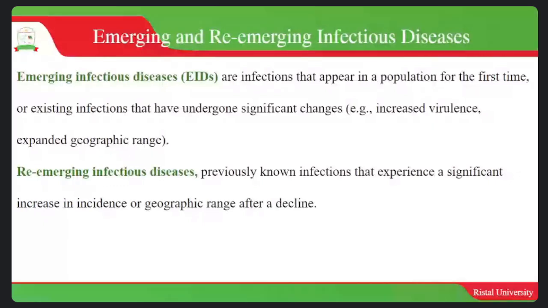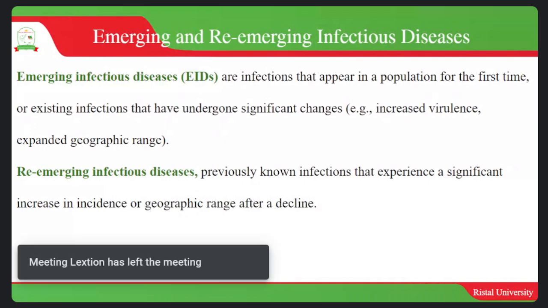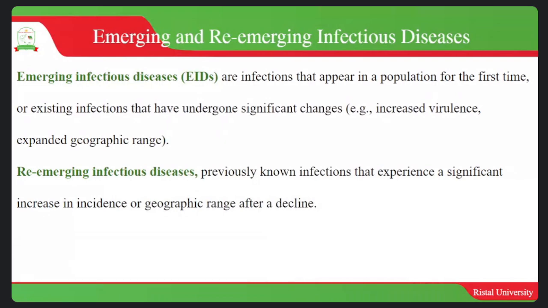And what are re-emerging infectious diseases? These diseases are previously known infections that have a significant increase in incidence or geographical range after a known decline. So these infectious diseases were previously under control, but are now increasing in incidence or geographical range. They often decline due to public health measures or interventions, or even changes in the pathogen population.